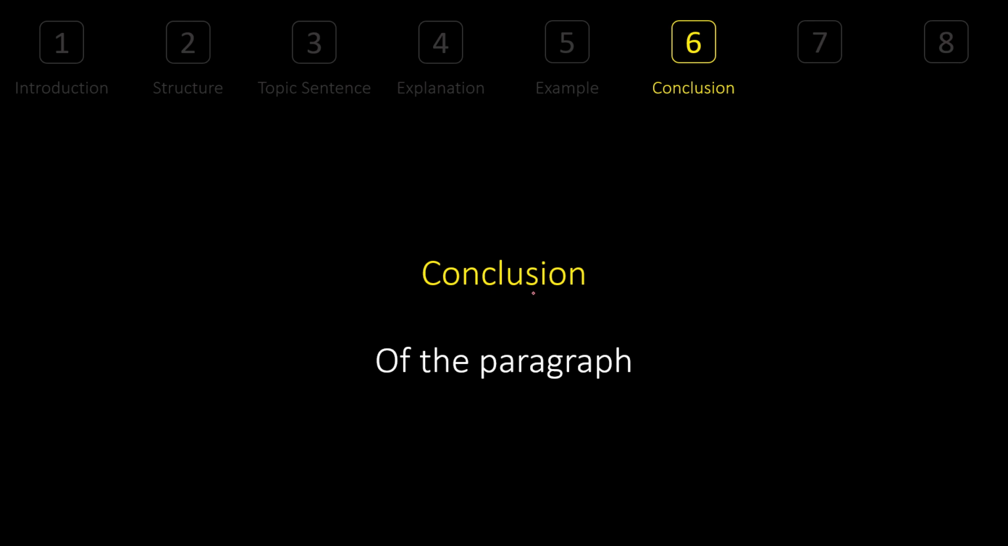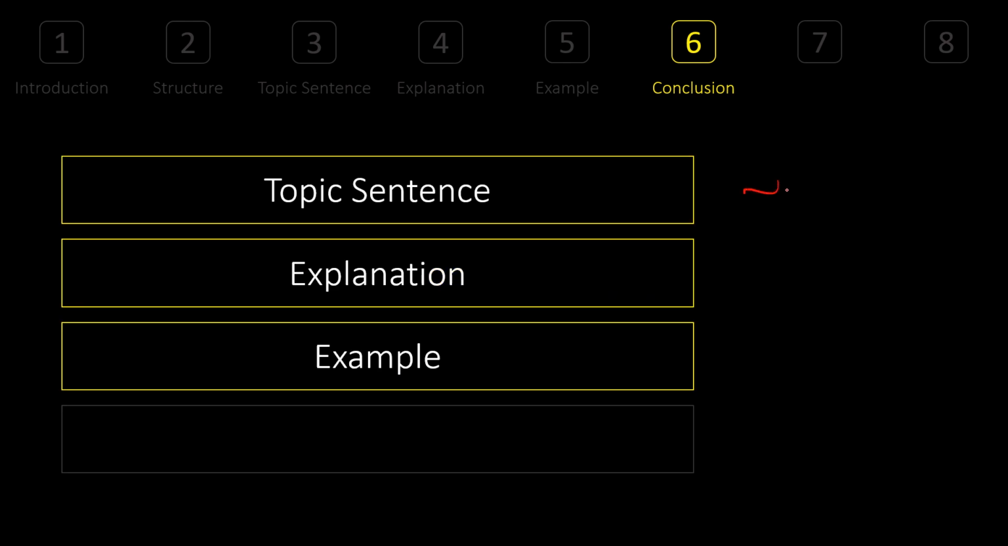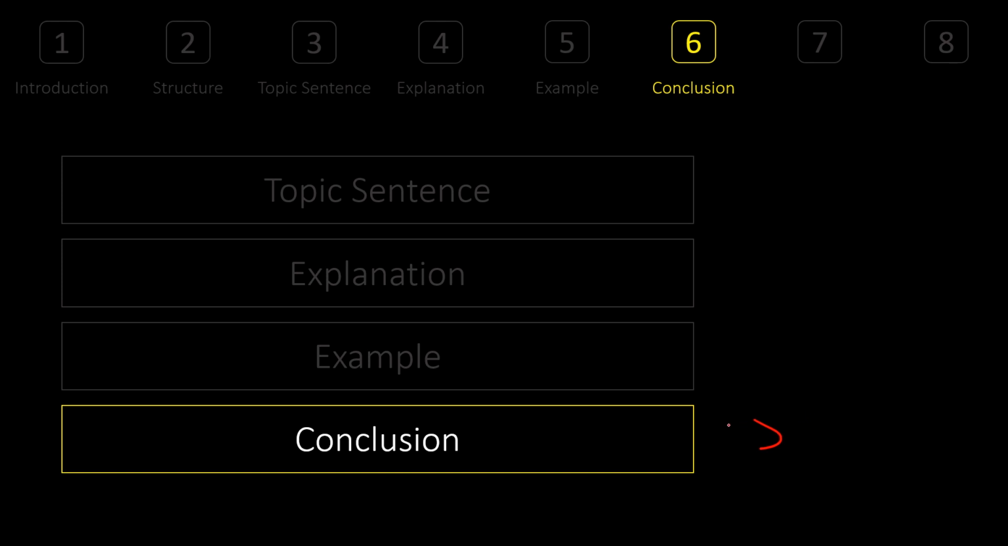Remember, I'm not concluding the whole essay. I'm concluding only the paragraph. That means the reason why I think about the agreement or disagreement or whatever it is. So this is the last part, the conclusion only of the paragraph, not the whole essay. So we have seen the first one here, topic sentence. I think by repeating this many times, you must be remembering this, right? And the second last part was the example. And finally, we have conclusion, which is the fourth part.